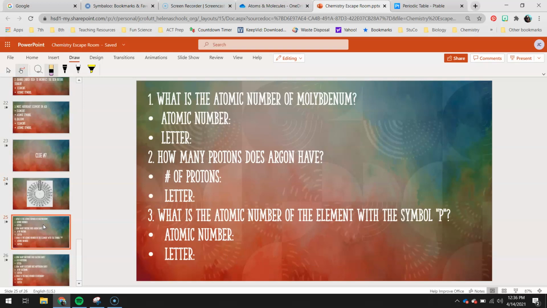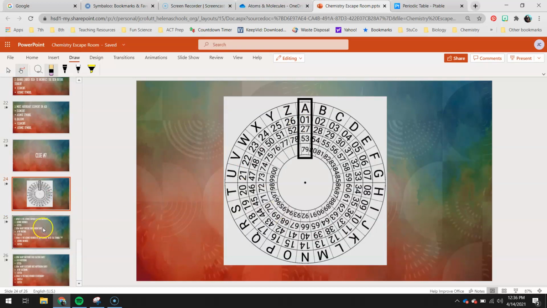What is the atomic number of molybdenum? You guys will need your periodic table, and you guys might also have to review those first couple slides that I just went over. So tell me the atomic number, and then give me the letter that I'm referring to. Okay, how many protons does argon have? Tell me the number of protons, and then use this cipher to figure out the letter.